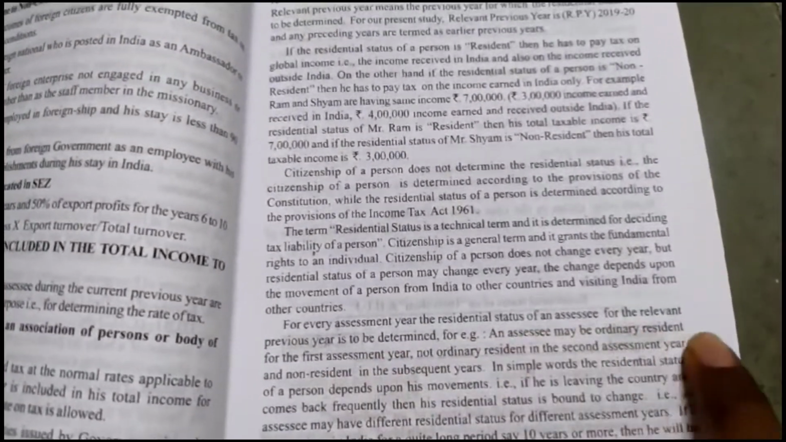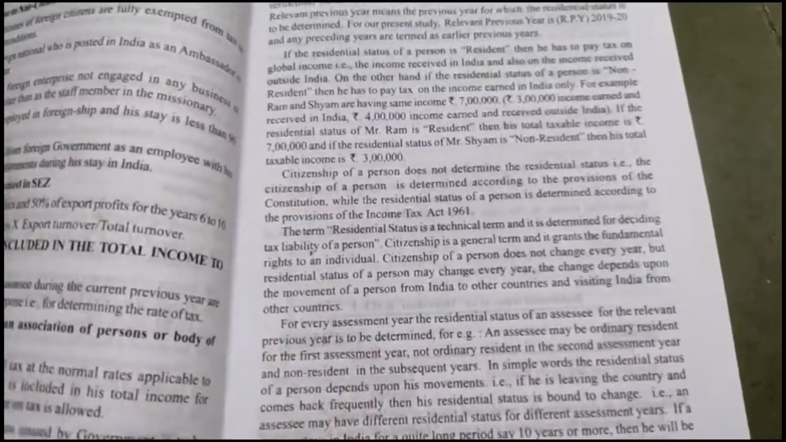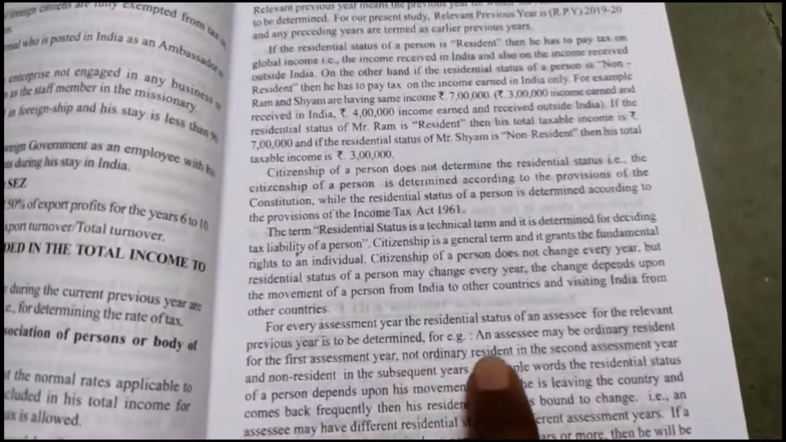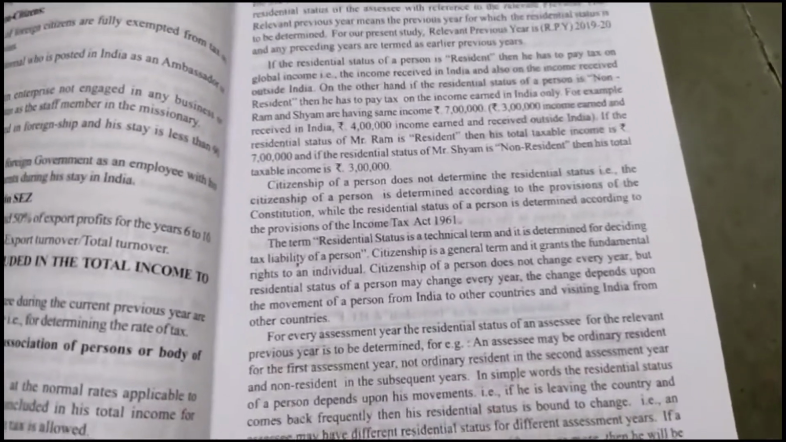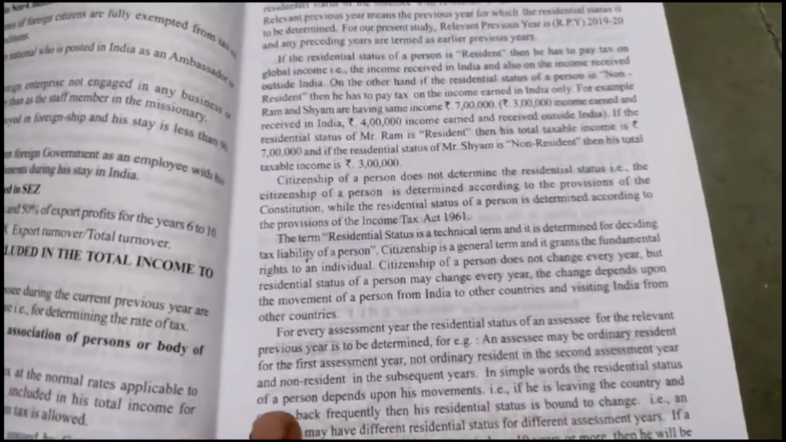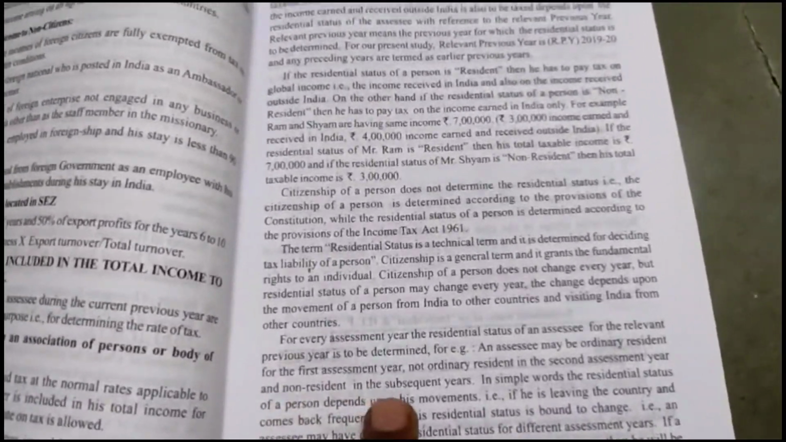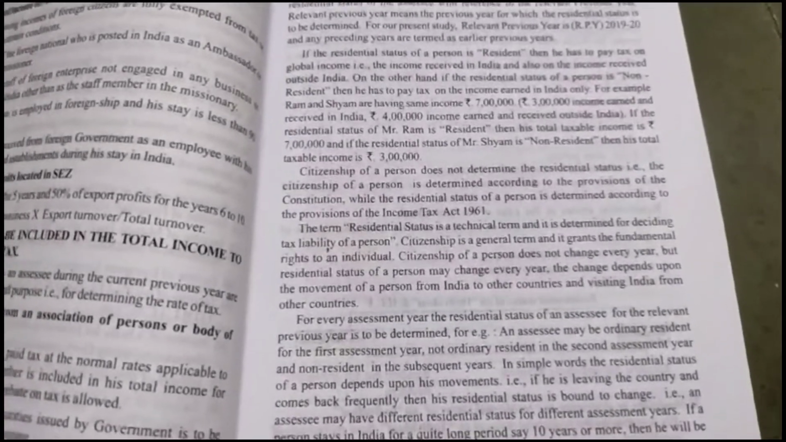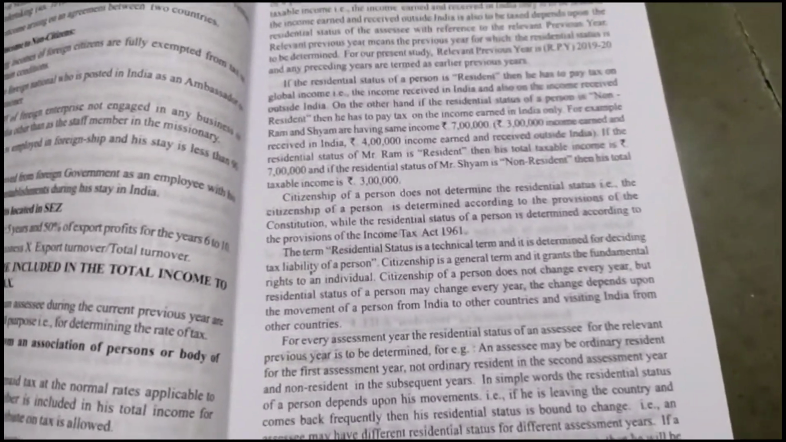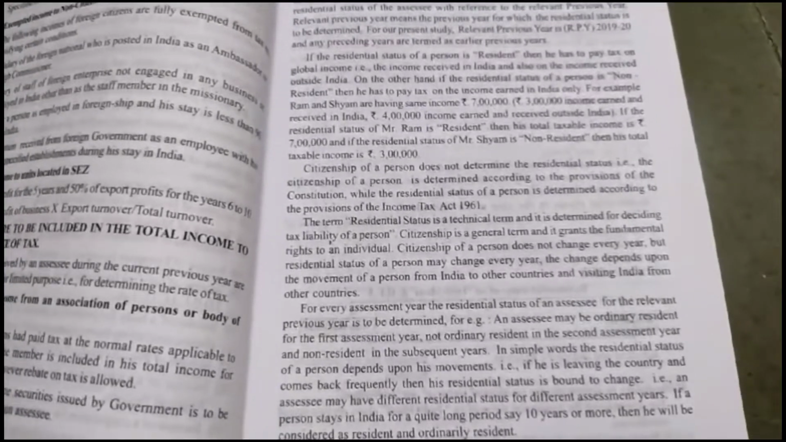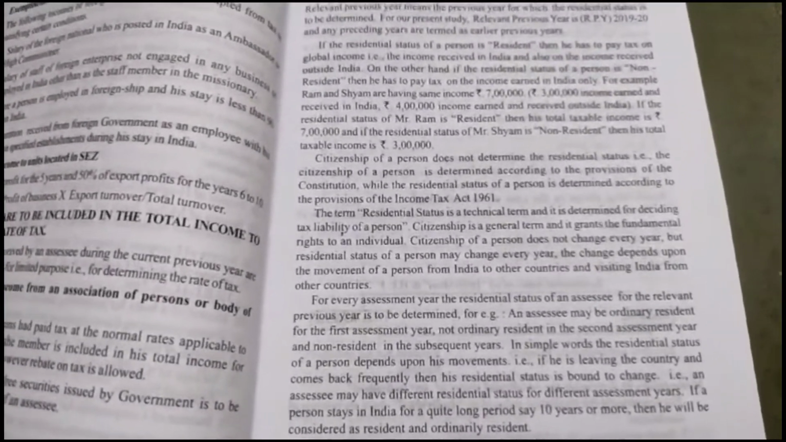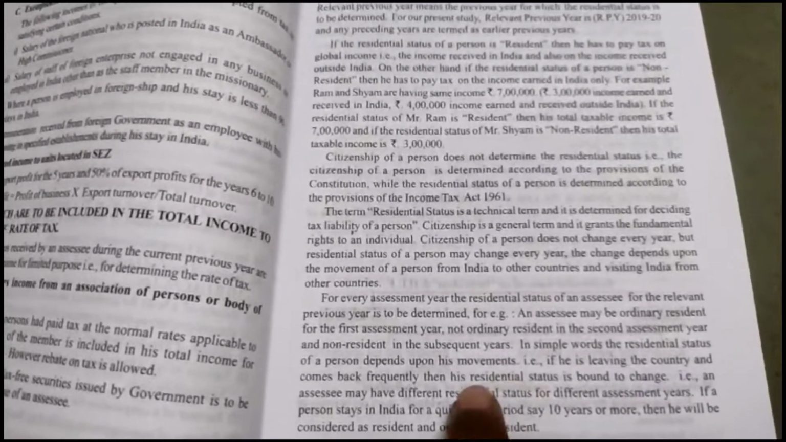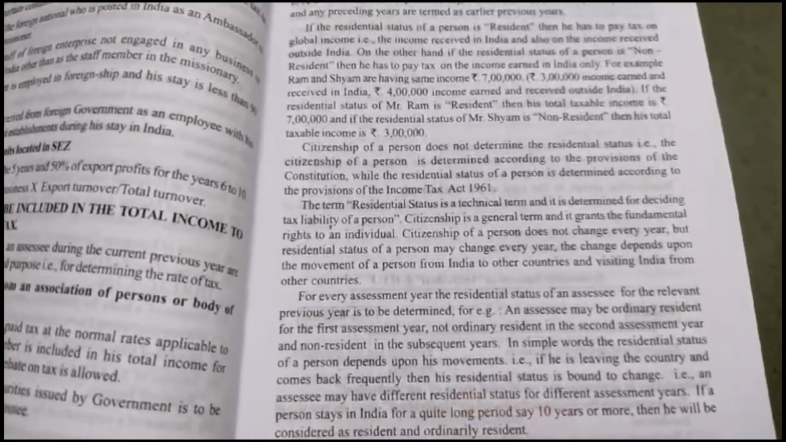See here, an assessee may be ordinary resident for the first assessment year, not ordinary resident in the second assessment year, and non-resident in the subsequent years, meaning 3 or 4 years, 5 years. So here, residential status will change regularly; there will be movements and there will be change. Why? Because some days he may stay in India, some days he may go to foreign countries also. That totally depends. Okay, so here he has given an example.